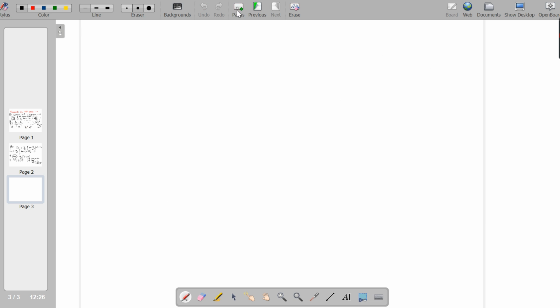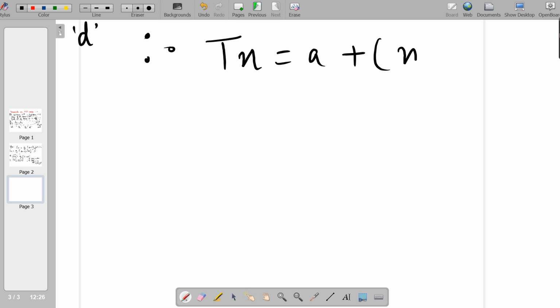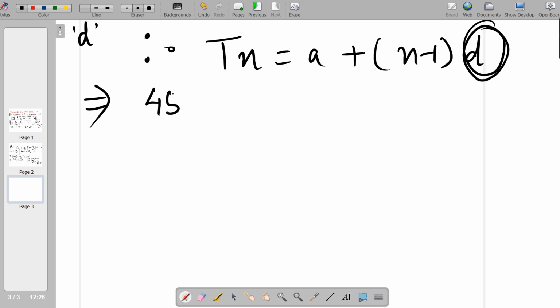Now let's move to the second half of the question where they are asking you to find the value of small d. So for small d, very easy equation, we will use Tn is equal to a plus n minus 1 into d. This thing we have to calculate, small d. So now for Tn, you know the last term. So we will put the last term here in the place of Tn, that is 45.